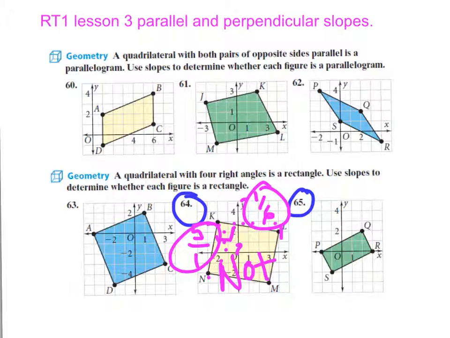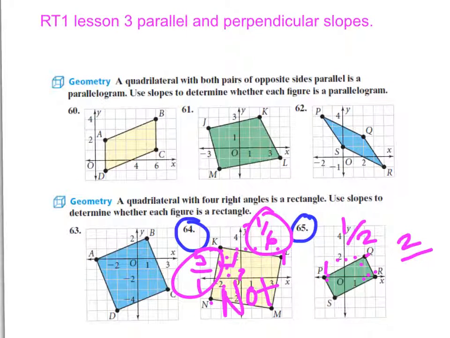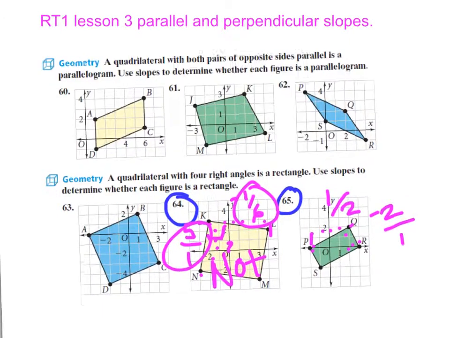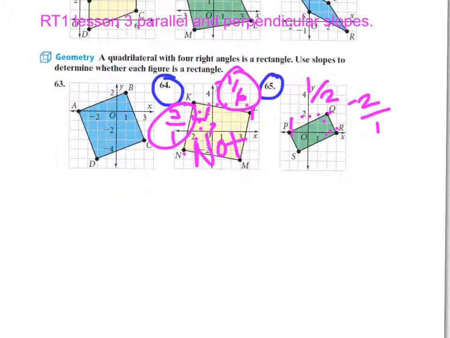If we look at 65, to get from P to Q, we go up 2, we go over 1, 2, 3, 4. The slope from P to Q will be up 1 over 2, and it's positive. QR, I will go down 1, I will go over 2. It is also 2 over 1. However, this time that slope is negative, so we will write negative 2 over 1. So far, so good. We have one set of segments that are opposite reciprocals.